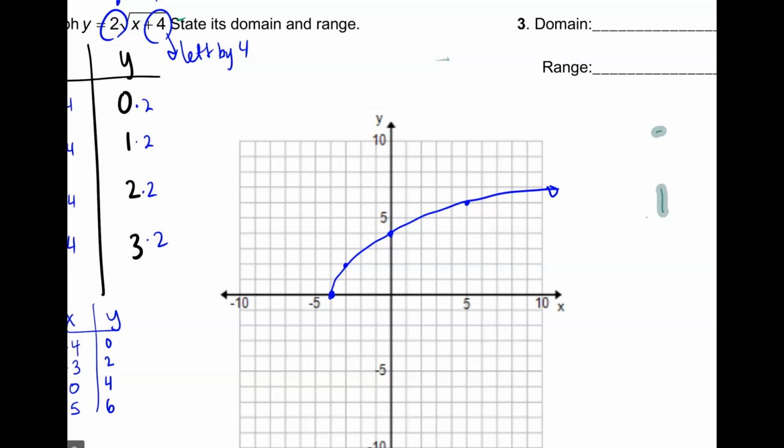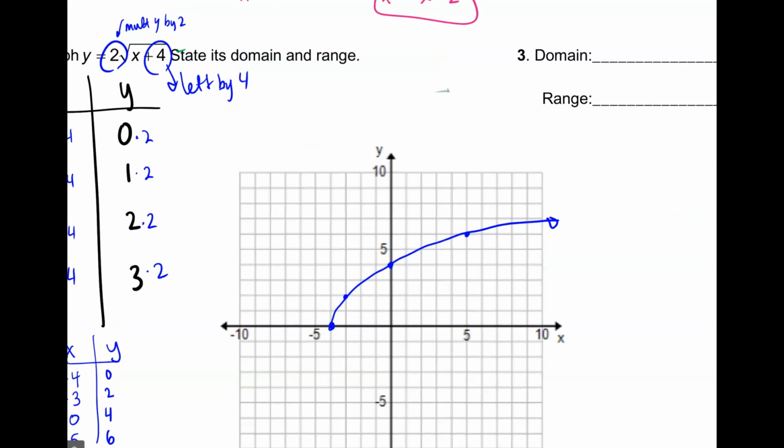We only have 20 minutes left. Did I answer your question? Do you want us to graph the parent function, or just do whatever is given? I don't believe I say graph the parent function. Some of your homework wants you to graph both, but I'm not going to have you do it here.